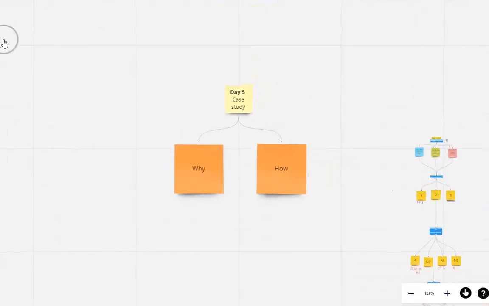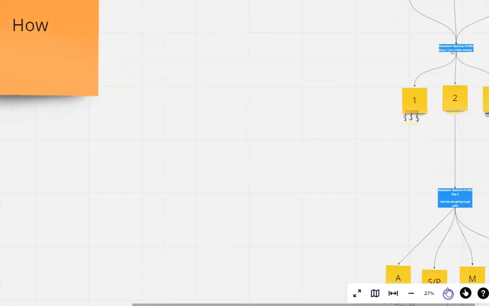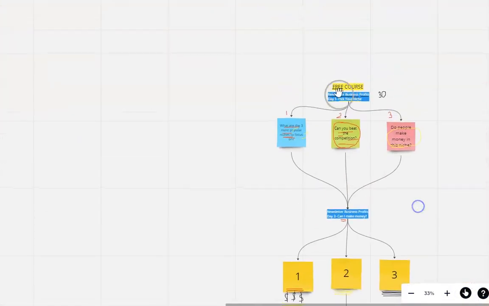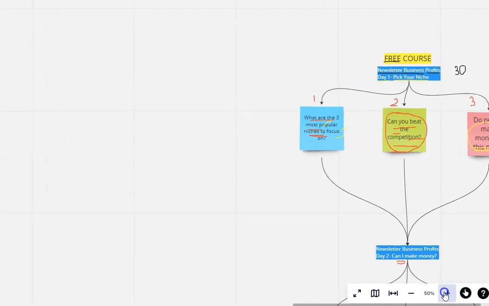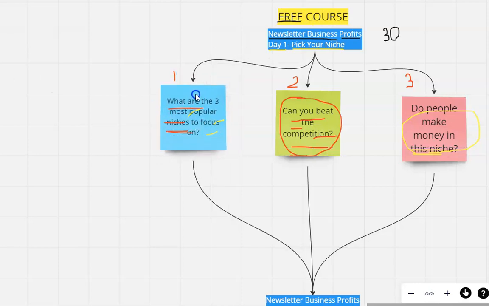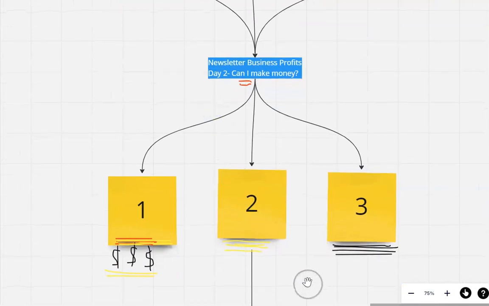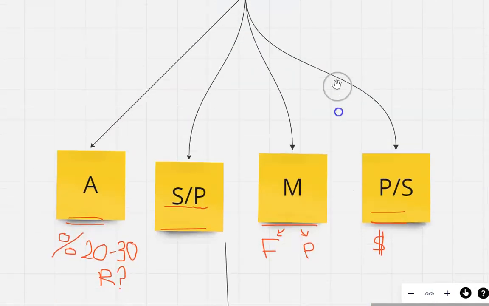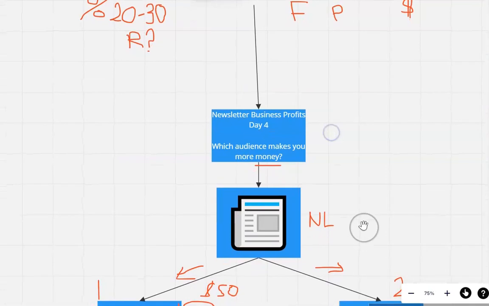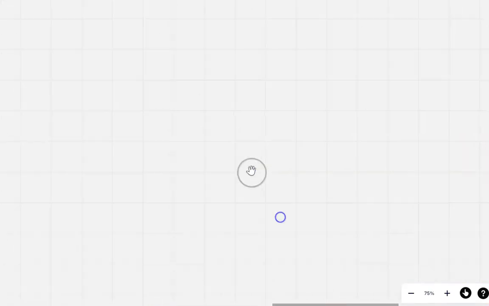If I just head over to this part of my board, you can see what we've gone through so far with day one to five. We've talked about picking your niche, and talked you through some ideas with that. You can see underneath here, we put some information. What we went on to then is talking about if you can make money. We then talked about how exactly you're going to get paid from your newsletter. And then we talked about how you can monetize your audience and the best kind of audience.